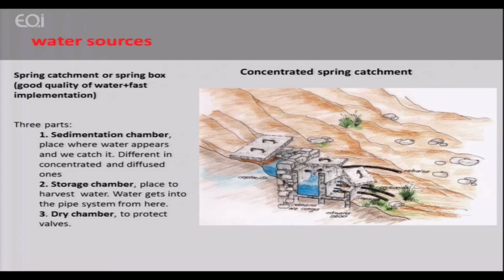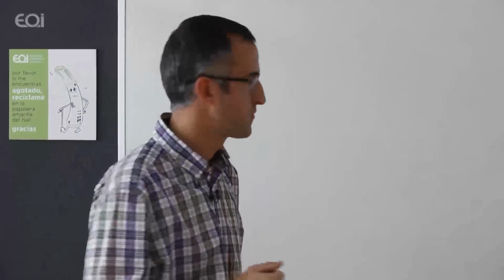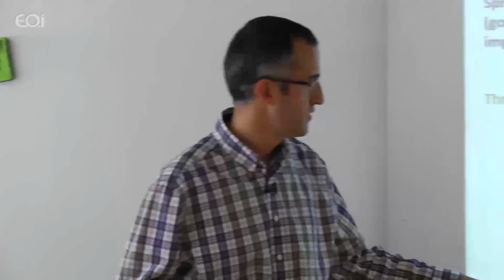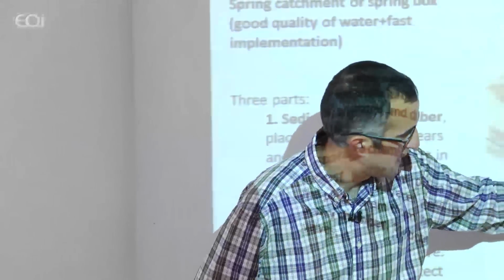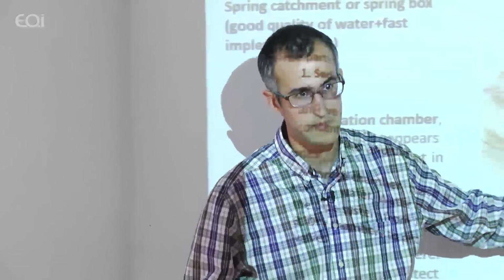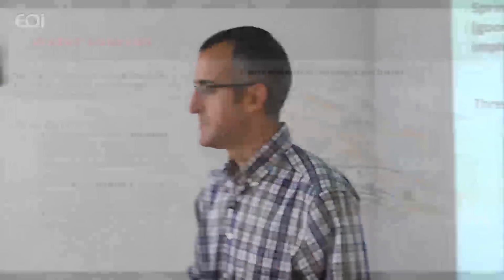So the storage chamber is this one. It's the place to harvest water. Okay, water gets into the pipe system from here. So from this chamber we will have pipes where the water will go till the tank, or till the fountain, or till the population. Okay, and then we have the dry chamber, where we are going to install the valves to open the pipe or to close the pipe. So these 3 parts, right?